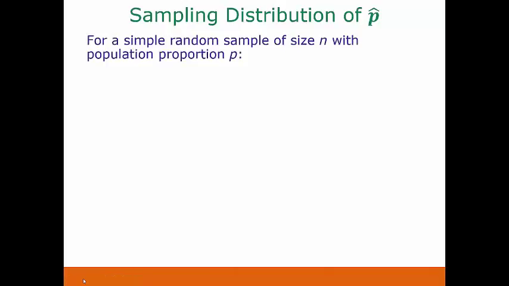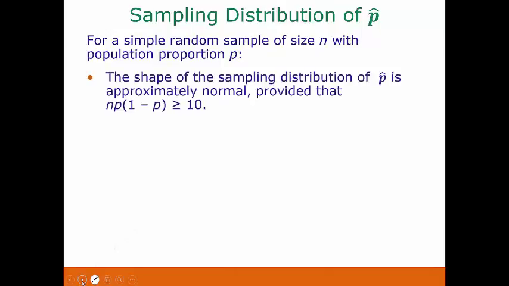So our sampling distribution of p hat, which is our sample proportions. For a simple random sample of size n with population proportion p, first of all, the shape of the sampling distribution is approximately normal, provided that n times p times 1 minus p is greater than or equal to 10. This is a condition that we need to verify so that we know our sampling distribution is approximately normal.